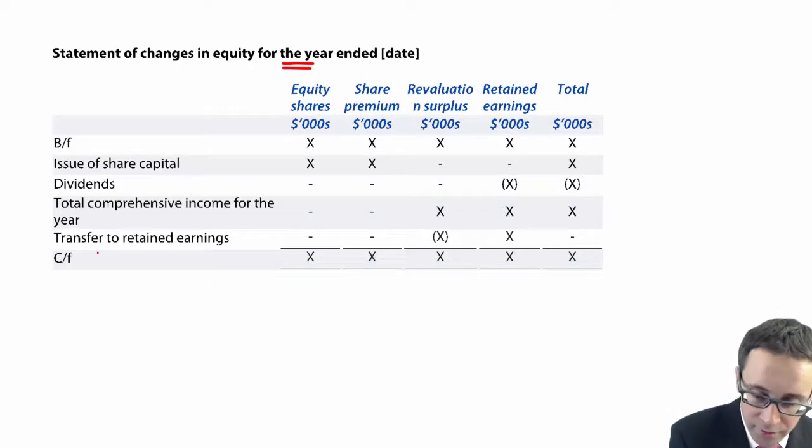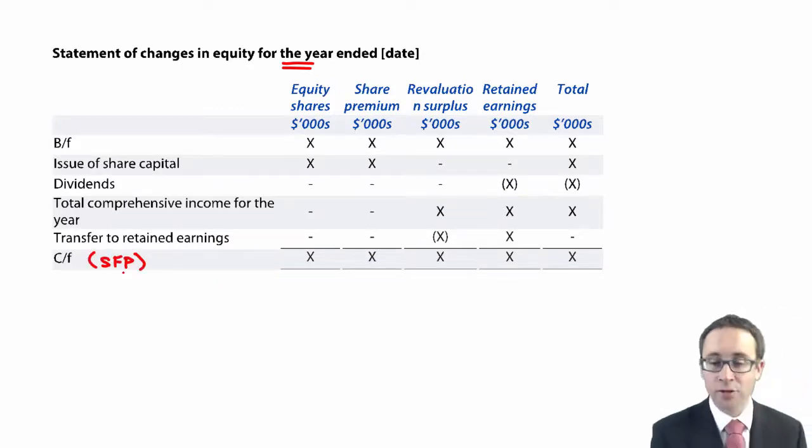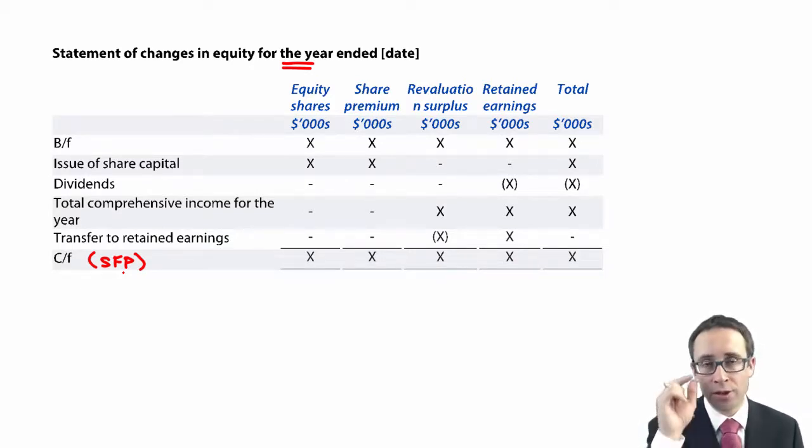You've got your closing figures at the bottom, which should be the figures that you have on the statement of financial position. Here, first of all, there's an issue of share capital. So we must have credited share capital, the equity shares, and credited share premium. As you can see, both of those have moved. You've then got your dividends, so make sure that you put the dividends within brackets to show that it is a distribution of the earnings and is therefore reducing the retained earnings.